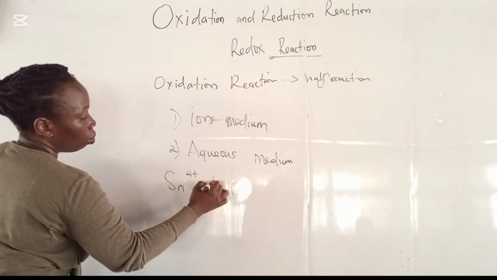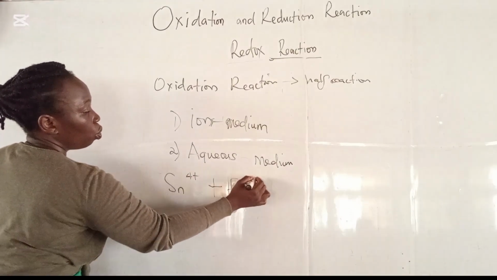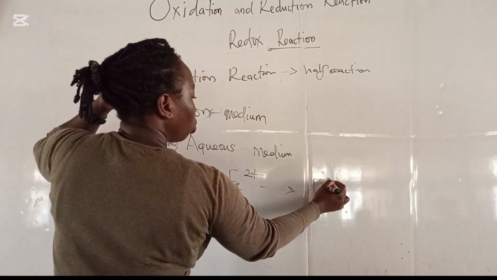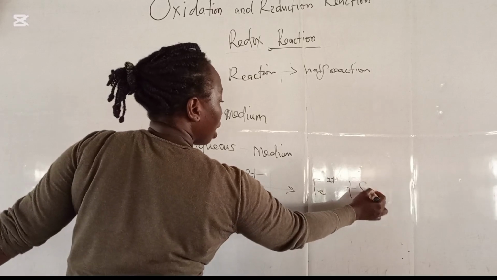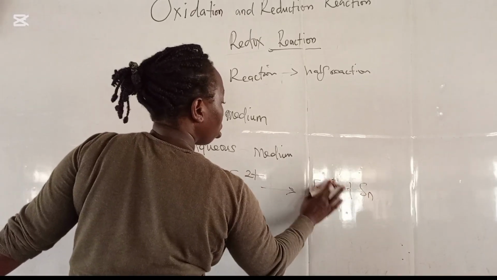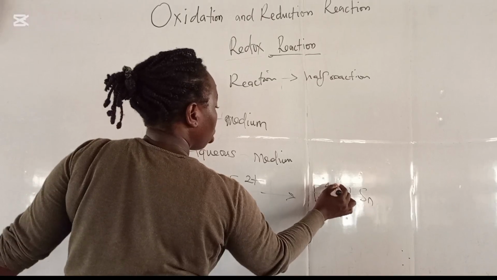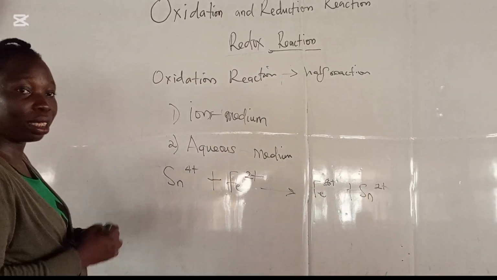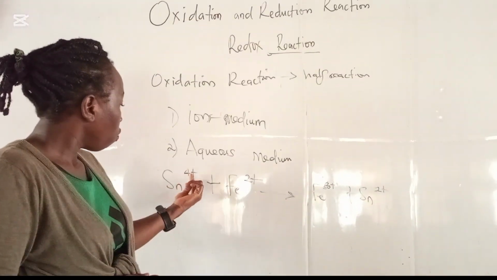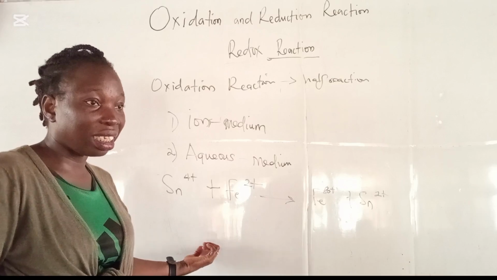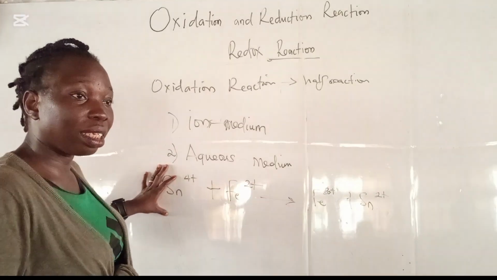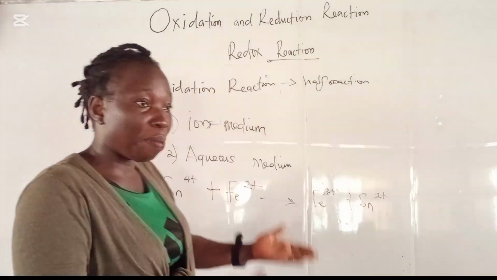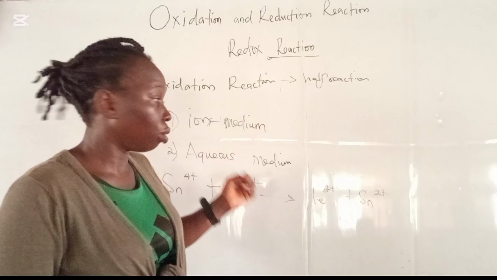So, for example, you have Sn4+ plus Fe2+, and they said it will give us Fe3+ and Sn2+. How do you balance this? If you look at it, 4 plus 2 is 6. So we have 6 charges at the reactant, and 3 plus 2 we have 5, meaning it is not balanced.